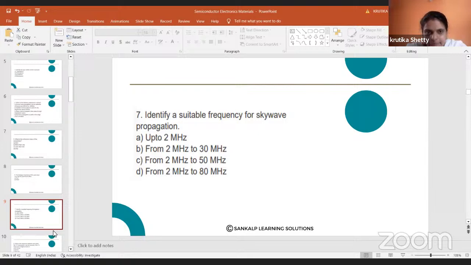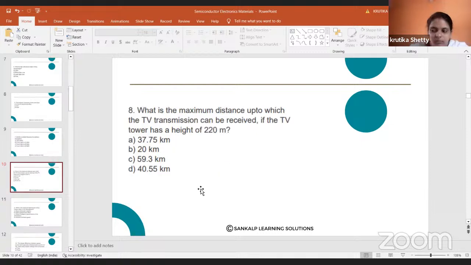Yes, what is the maximum distance up to which the TV transmission can be received if the TV tower is at a height of 220 meters? So again from the same formula we can calculate. That is given by D is equal to under root of 2RH. So we can take the radius of the earth as 6.4 into 10 to the power of 6 meter. Taking that, you can calculate the maximum distance. R value, H value is there. Calculate D. Yes, option A, B, C are correct.